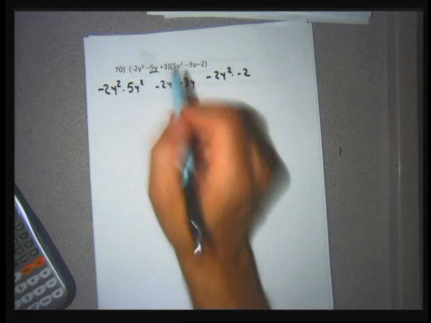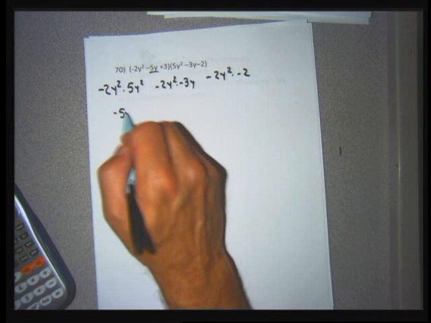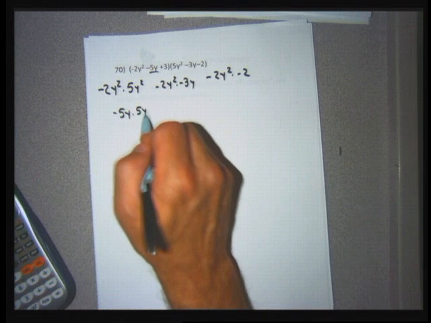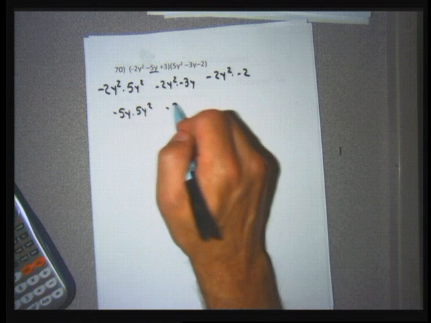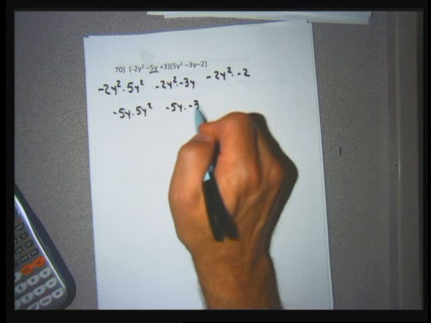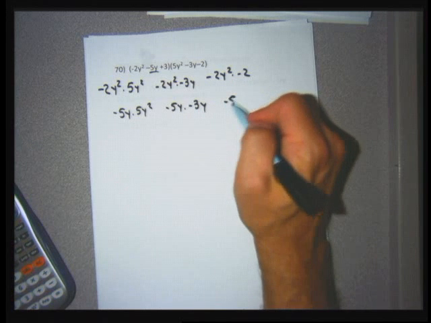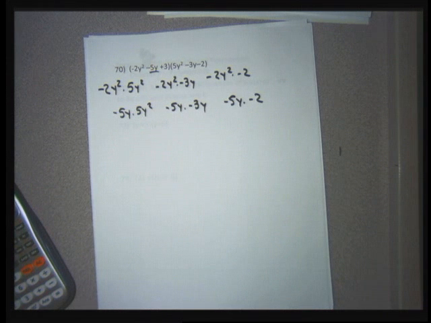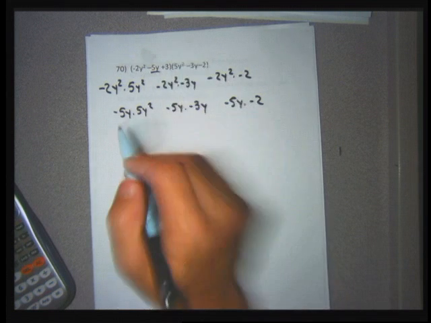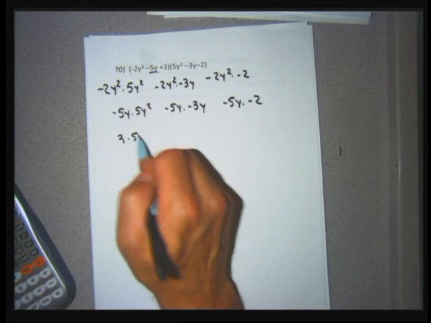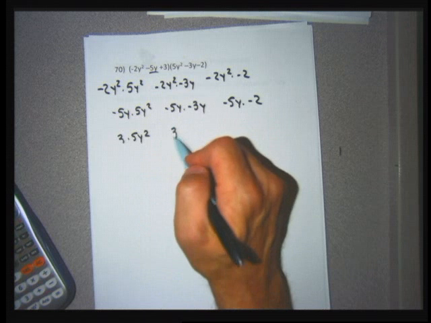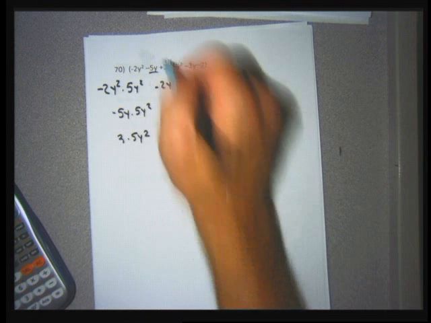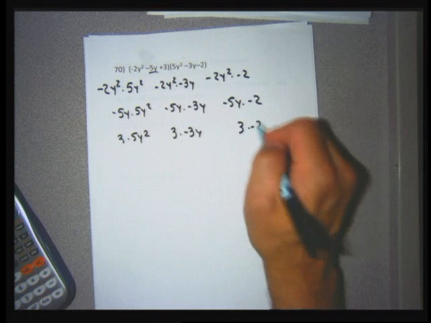Now I'm going to do the minus 5y. Go minus 5y times 5y squared, minus 5y times minus 3y, and minus 5y times minus 2. These are taking more room, so I'm just writing them randomly here, because I'm going to run off the page if I don't. Now I'll do the 3 and go 3 times 5y squared, 3 times minus 3y, and 3 times minus 2. So those are 9 multiplications.